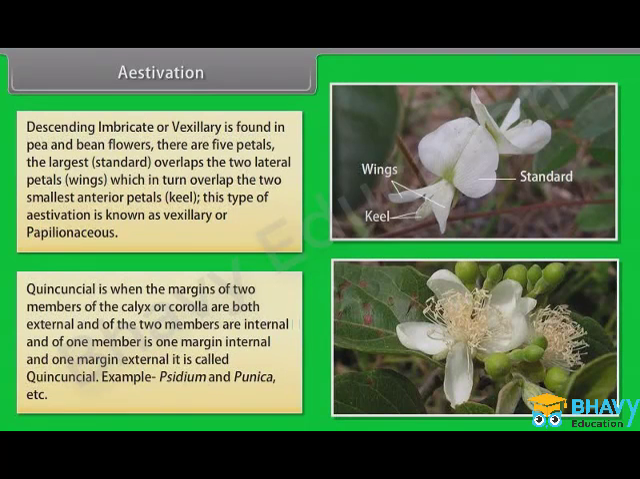Quincuncial is when the margins of 2 members of the calyx or corolla are both external, 2 members are internal, and of the remaining one member, one margin is internal and one margin is external. Then it is called quincuncial. Example: Psidium and Punica, etc.